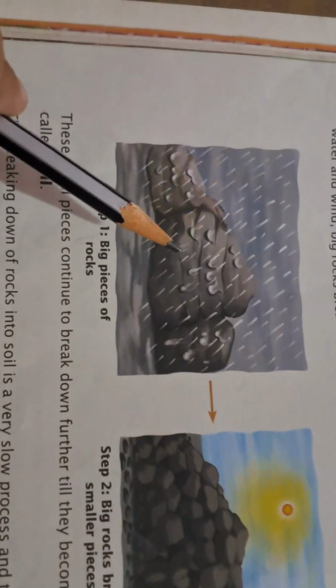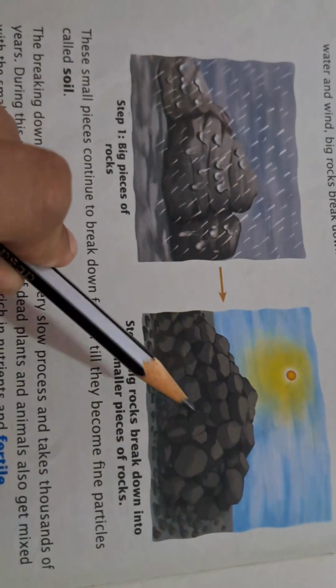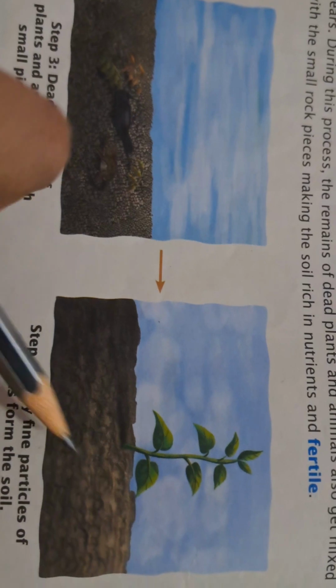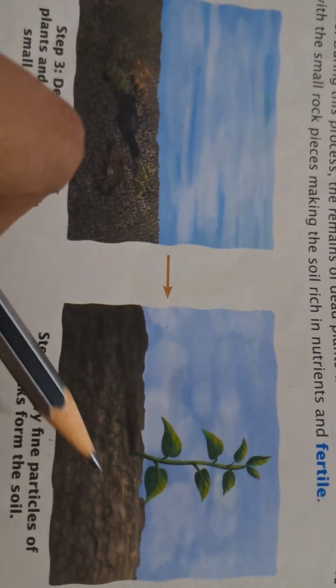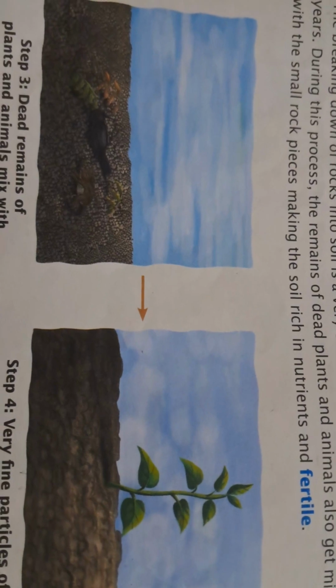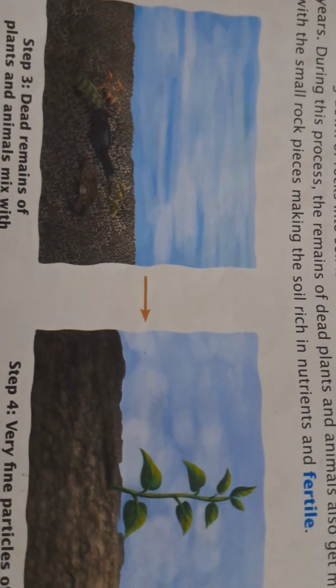So the first step is big rocks to small rocks. Small rocks will mix with the dead plants and animals. Finally we get the fine particles, that is soil. Understood? Okay, then we will continue the lesson.